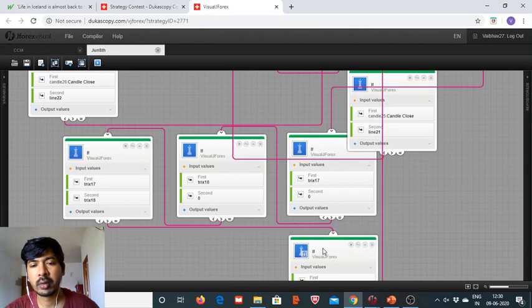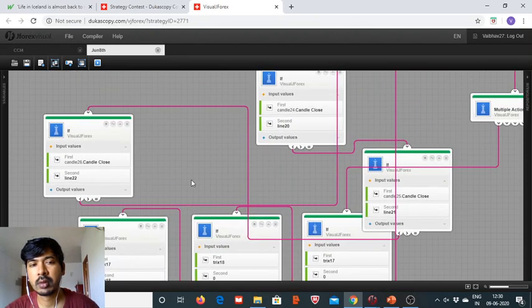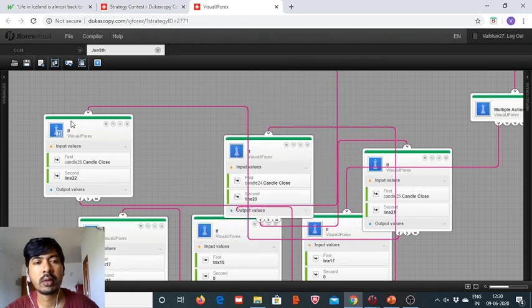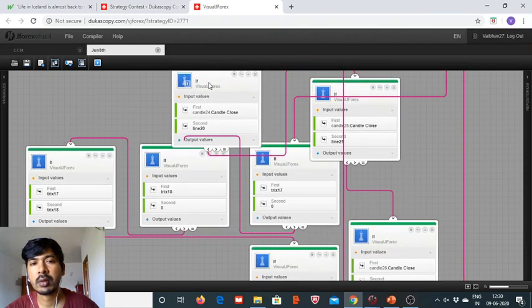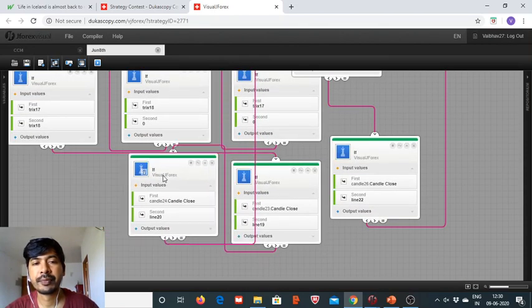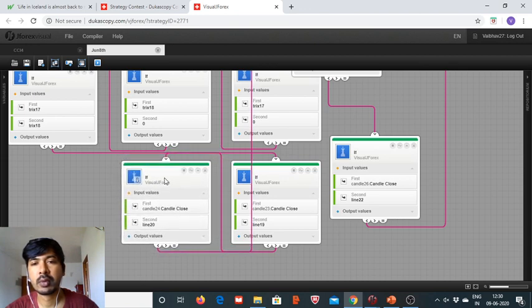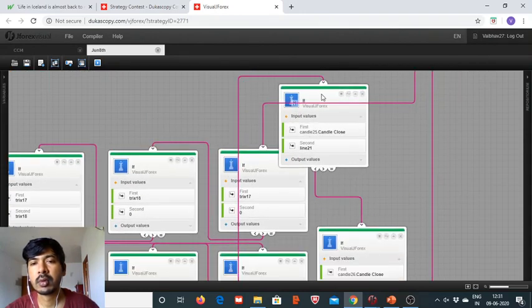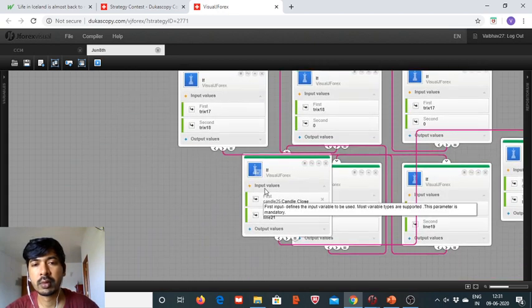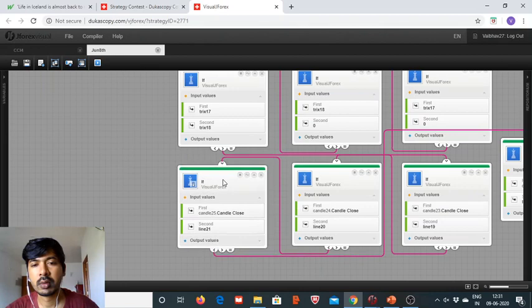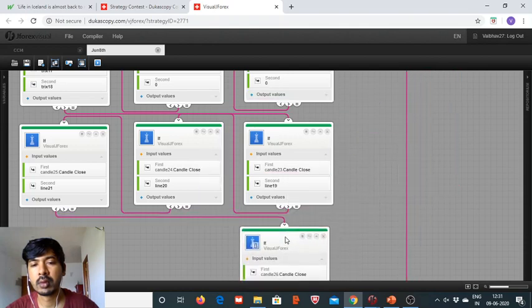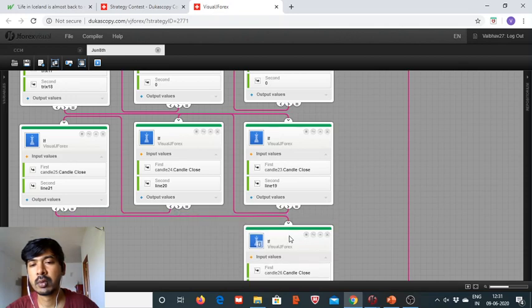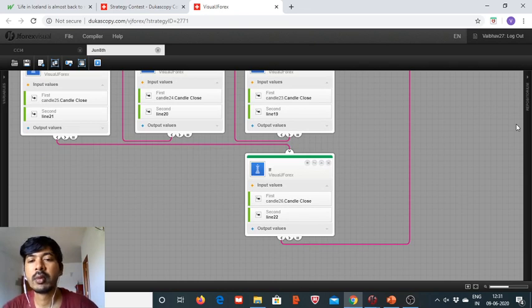So here, now we have got this candle 26 close and line 22's comparison done.